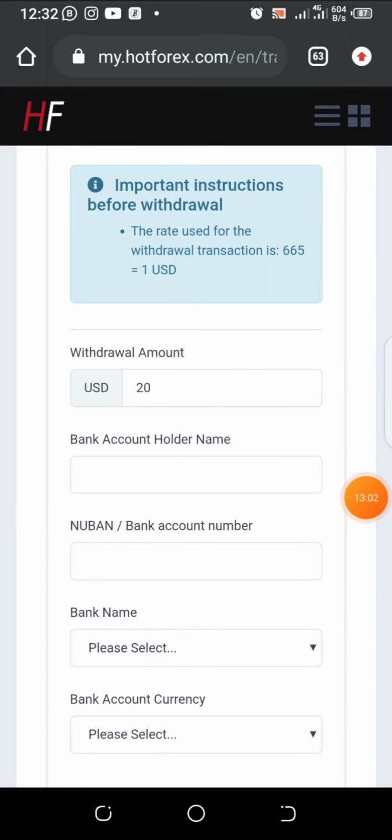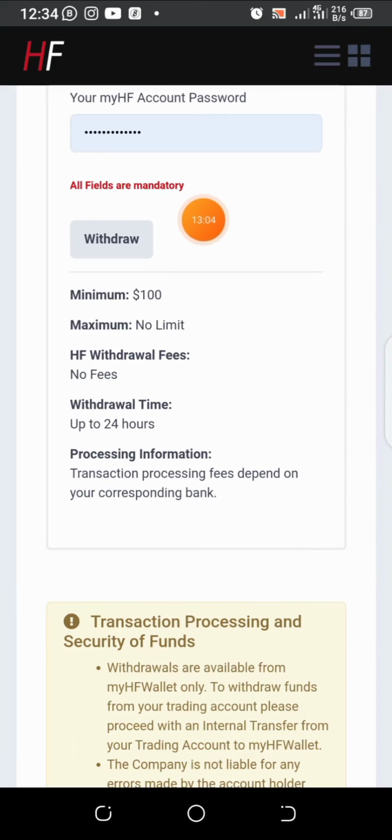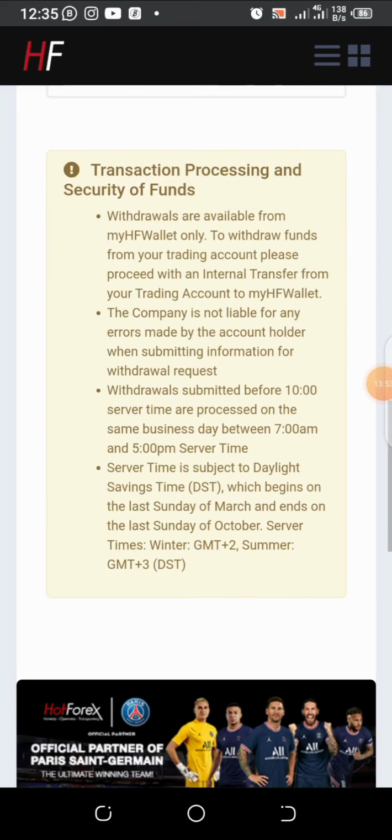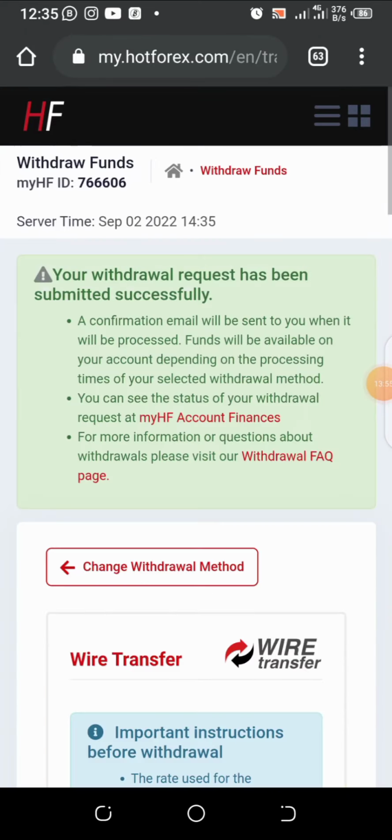So I'm going to enter my bank details right here. After filling everything, just click on withdraw. No withdrawal fees, no withdrawal time, nothing, and everything is going to be settled right there. You can see this, your withdrawal request has been submitted successfully. So they are going to withdraw your money for you.